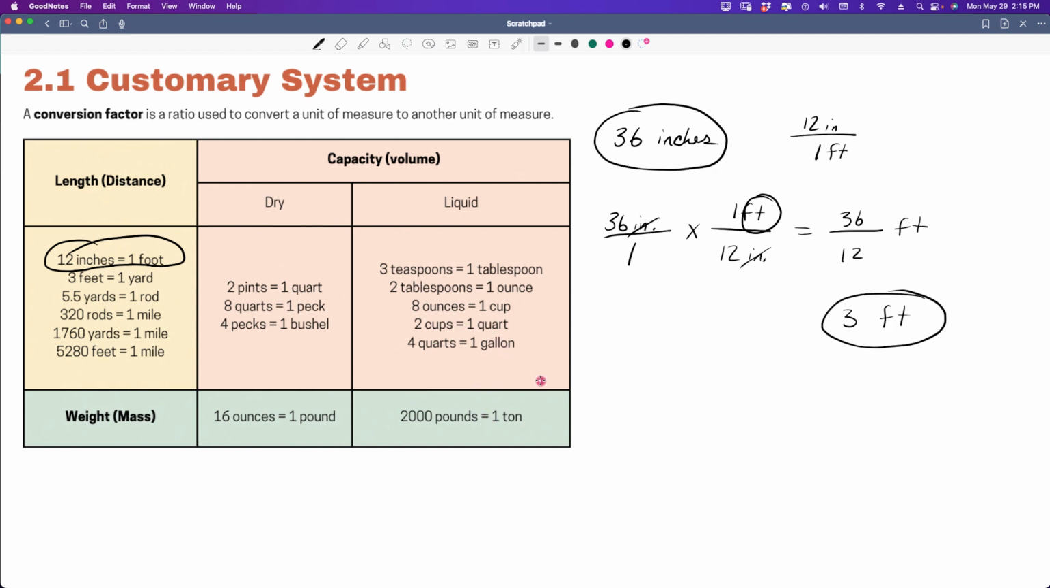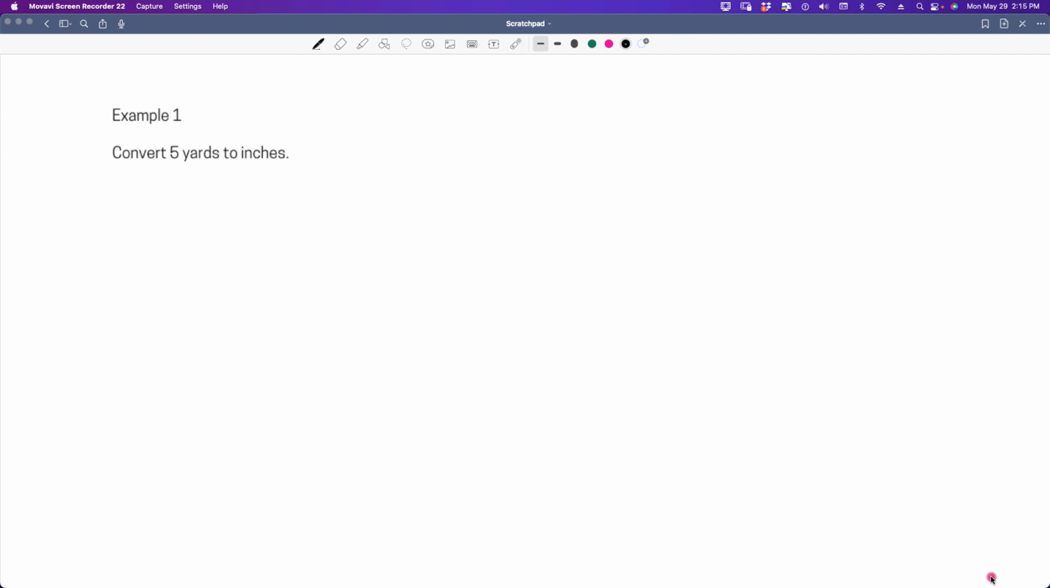So why don't we try example problem number 1. Example 1 says to convert 5 yards to inches. So first we need to look at our conversion system and see what unit of references we need to go from yards to inches. So from yards to feet, I know that 1 yard is going to be the equivalent of 3 feet. And I know that 1 foot is the equivalent of 12 inches. So there I go from yards to feet and then from feet to inches.